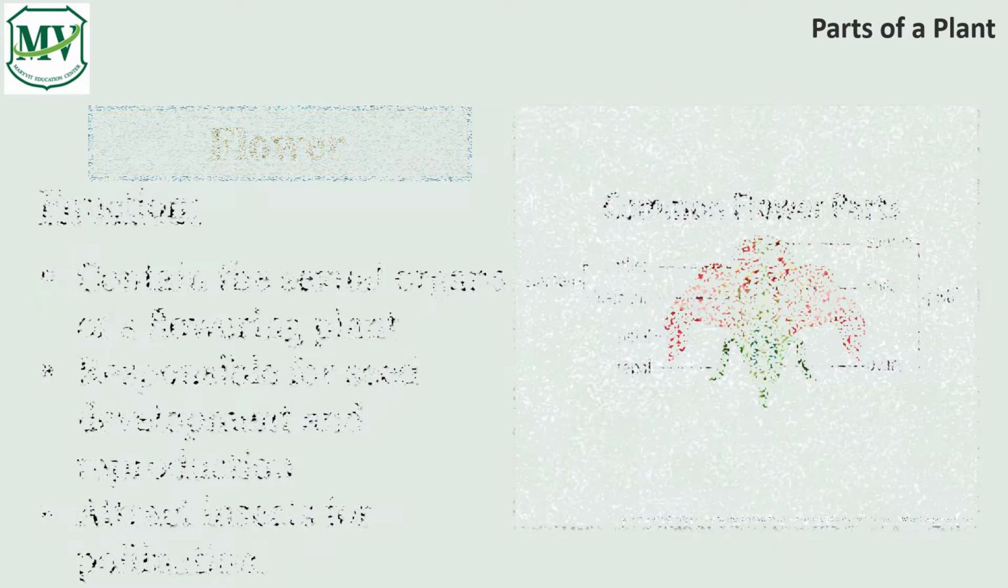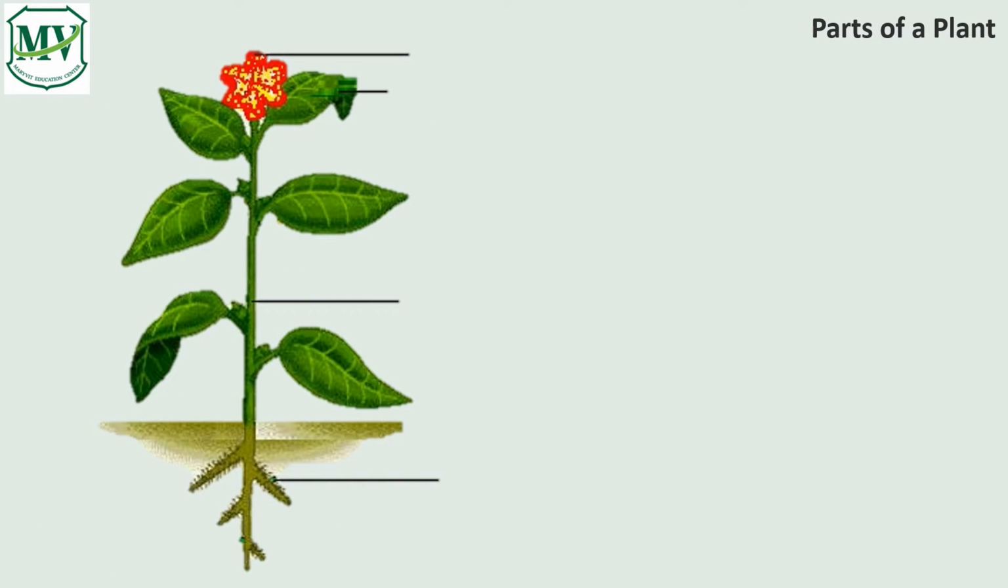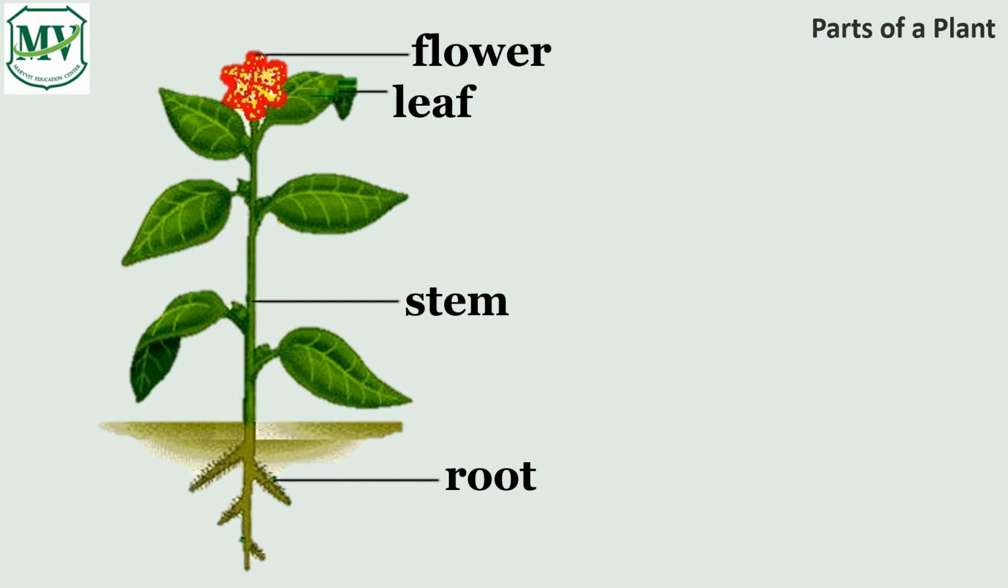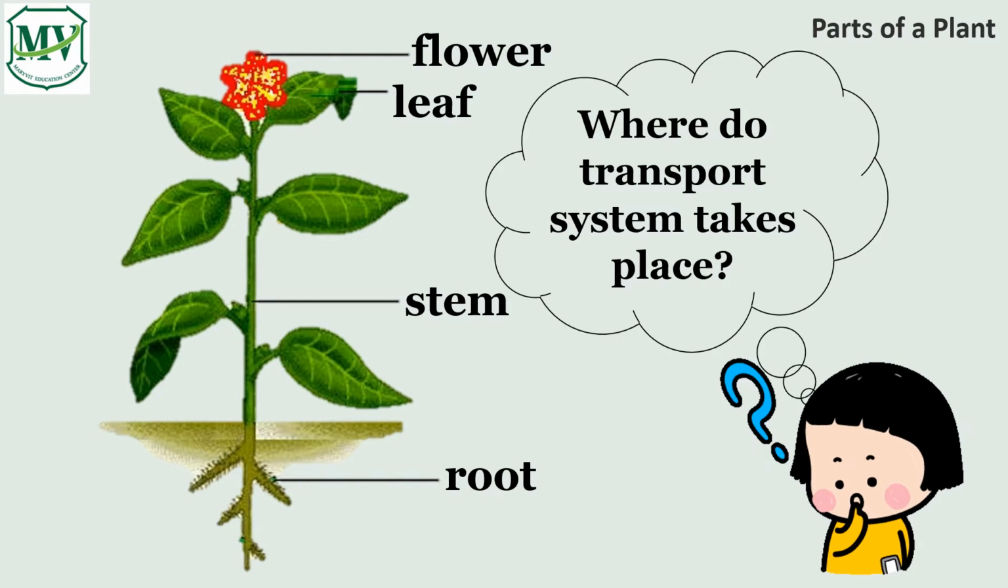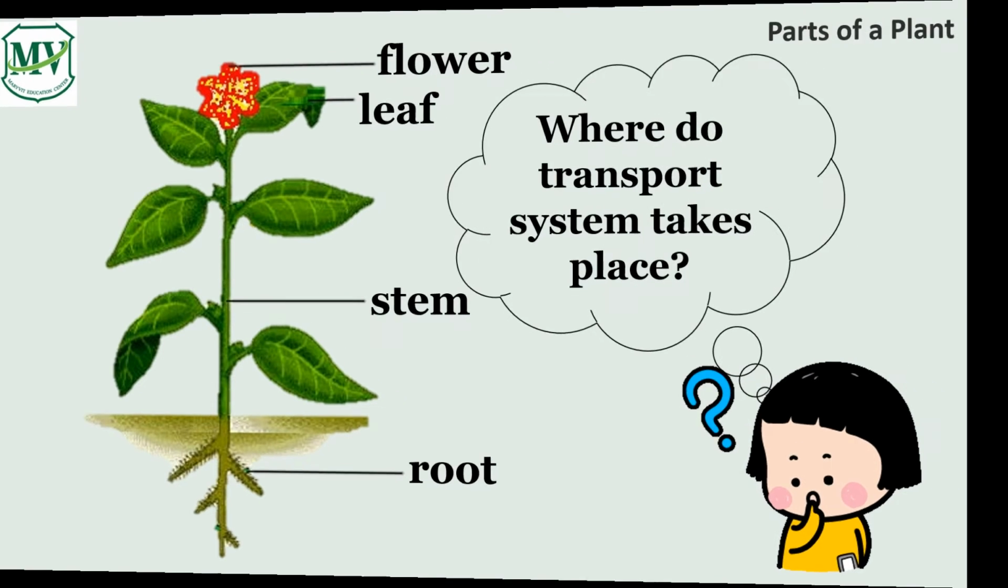Okay then, let's have a recap. What are the parts of a plant? That's awesome! The 4 basic parts are the root, stem, leaf, and flower. But the question is, in which part of a plant does the transport system take place?